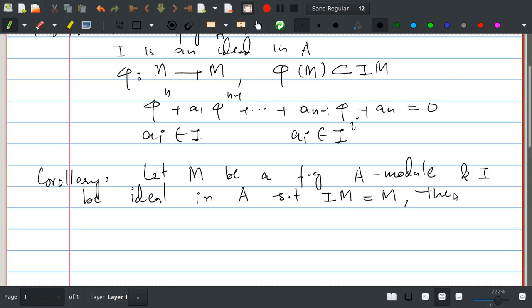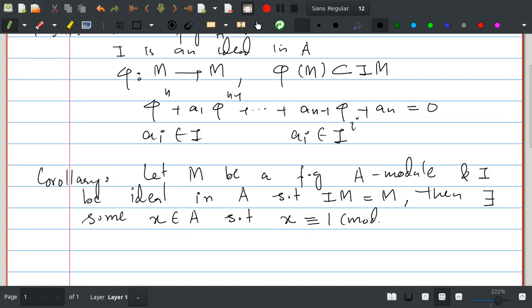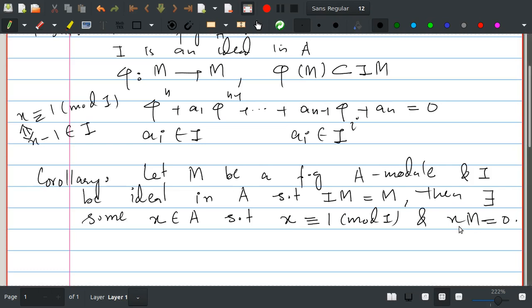Then there exists an element, let us call this element X, in A such that X is congruent to 1 mod I. Now X is congruent to 1 mod I means that the difference of these two elements, X and 1, is an element of I. So this is an if and only if condition, and this X annihilates M.